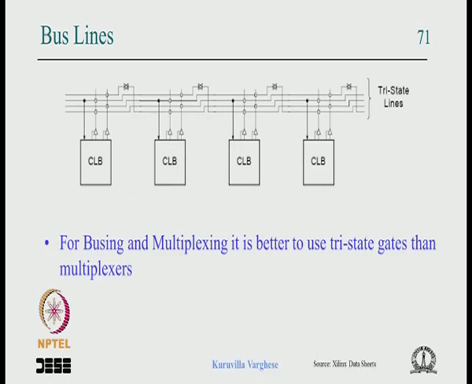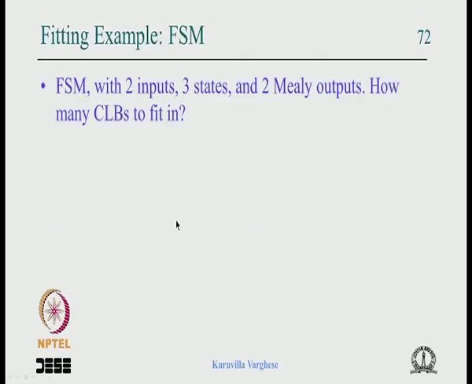Then we have seen the bus lines, 2 tri-state gates per CLB to form the bus, which is not available in current FPGAs. So if you want to do muxing, you have to do AND or mux logic rather than tri-state gate muxing.